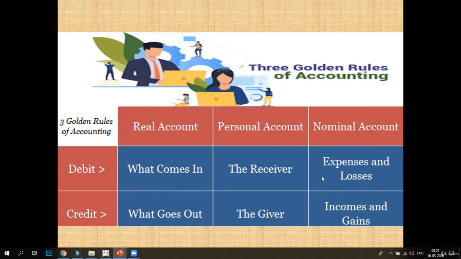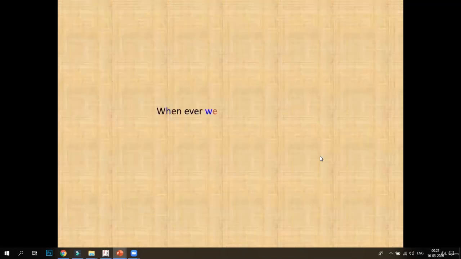Likewise, if we are making the purchase, then this is our expense, then we'll debit the purchase. And in case of sale, from sale we'll receive the cash, this is our income, so we'll credit the sale account. Now we'll learn these accounting rules with the help of a game.